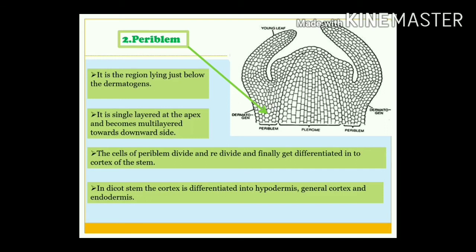Next layer is called peribleum. This lies internal to the dermatogen and is the middle region of the apical meristem. It is single layered at the apex but becomes multi layered down below. It gives rise to the cortex of the stem. In dicot, it is further differentiated into hypodermis, general cortex, and endodermis. So, this is the second layer, which is called peribleum.